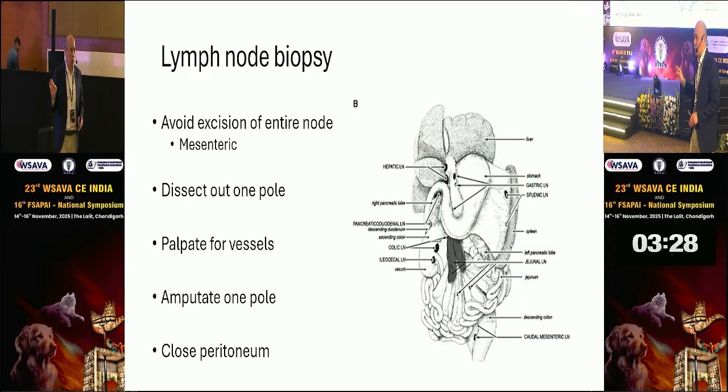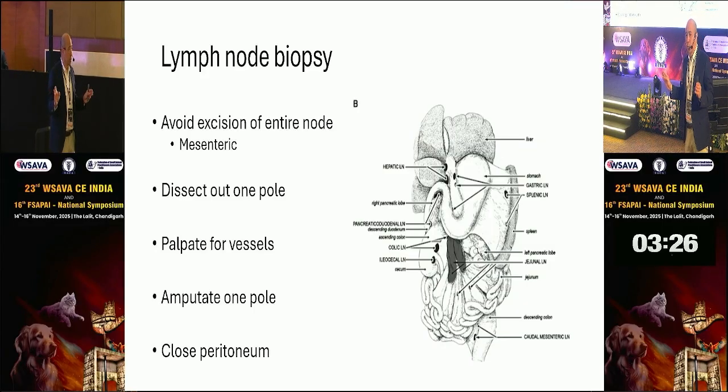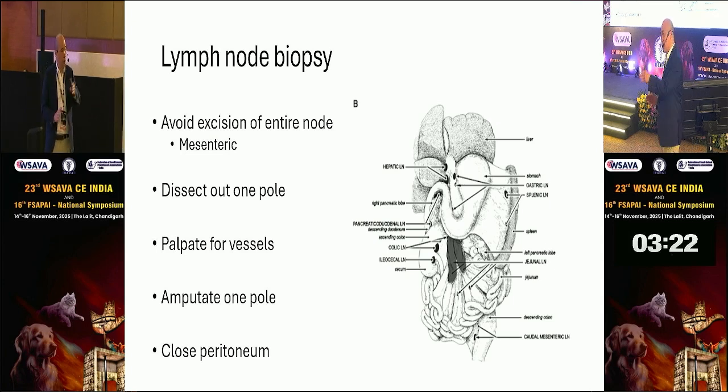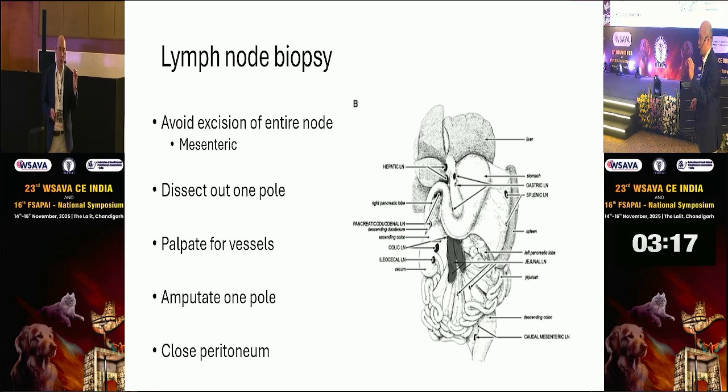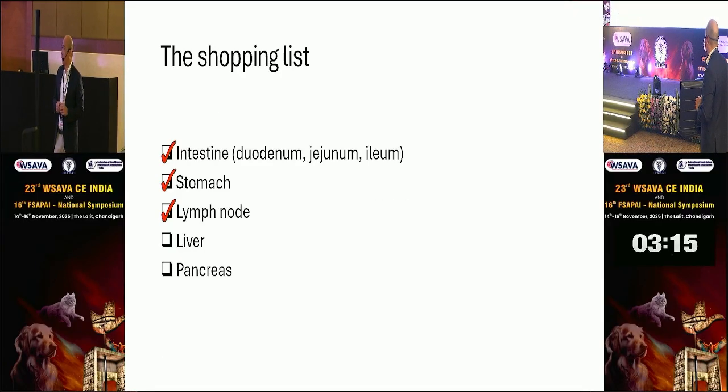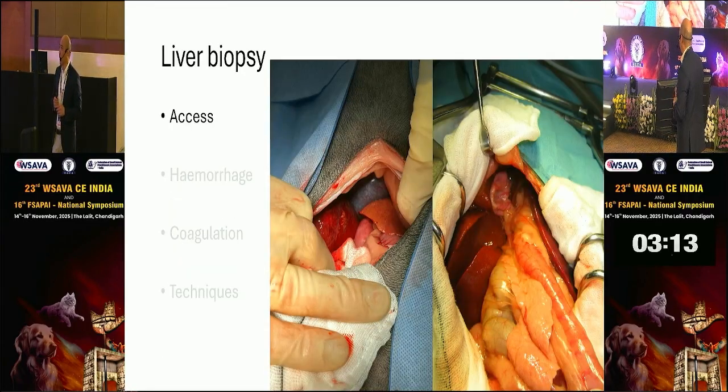Do not take the whole node out, even though the pathologists will tell you, we love the whole node. Well, that's great for the pathologist, but you're the surgeon that has to live with the consequences. So you normally would just take a portion of that. So don't take the whole thing. Lymph node. All right, what about liver?